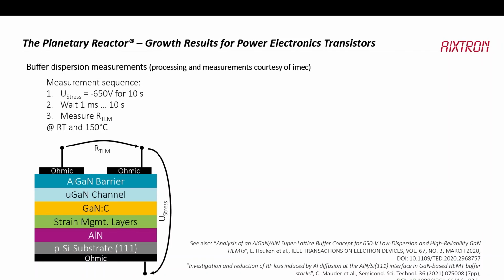And when you do this, we can do some nice measurements. So for instance, buffer dispersion measurements. Essentially this is a TLM structure that has a back contact on the silicon substrate, and the stress voltage of minus 650 volts is applied between this ohmic contact and the ohmic contact down here for 10 seconds, and then you wait. You wait either for 10 milliseconds up to 10 seconds, and then do a TLM measurement. So essentially measure the resistance between those two contacts. And we did this at room temperature and 150 degrees C.